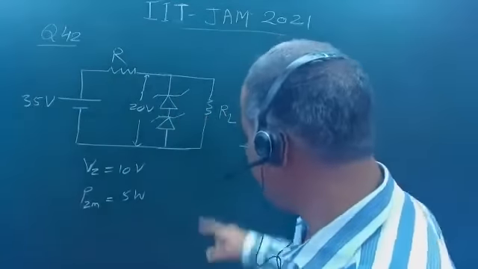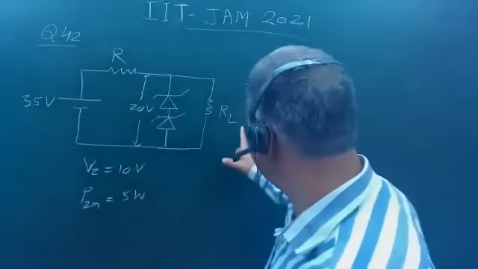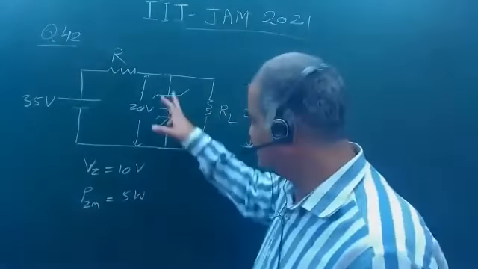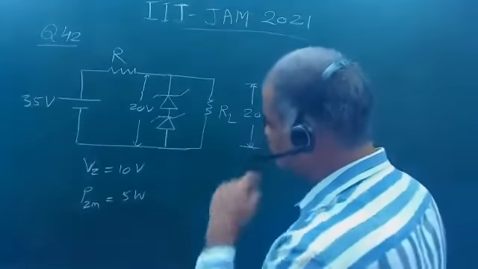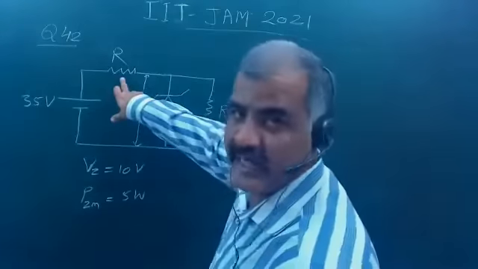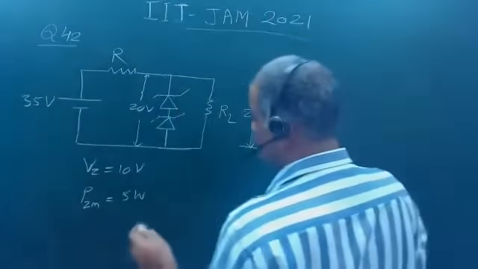Whenever a diode is in the on state, we can replace it by a battery. So since the voltage is 20 volts, both the diodes are turned on. Now it is asking what is the value of R. Let us see how to solve.